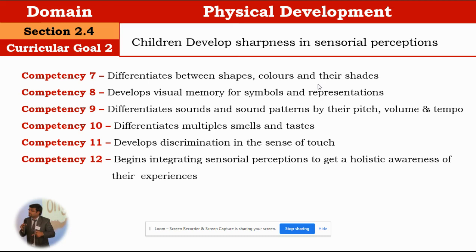They should also be in a position to recognize the smells which indicate danger, something which is not good for us. Let's say the rotten apple, rotten fruit, vegetable, or egg. So if the child is able to smell the rottenness of fruit or vegetable, then only he or she will decide not to eat it. So that has to be developed. The next competency develops discrimination in the sense of touch.